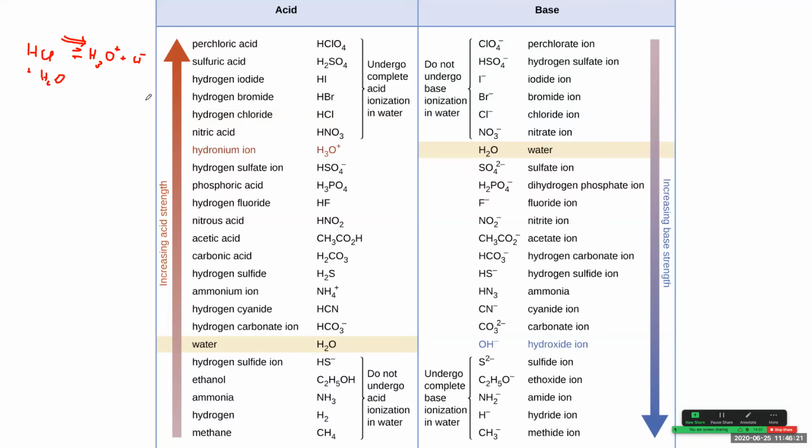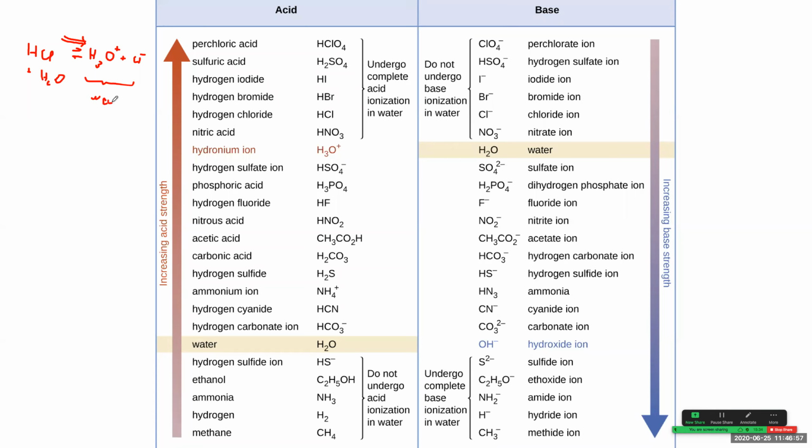It also means that water, H2O, is a stronger base than Cl minus. If Cl minus was a stronger base than H2O, it would take the hydrogen away from H3O plus and produce HCl. This always happens in acid-base equilibrium: it always favors the weaker acid and the weaker base. So in this case, this is the weaker acid.